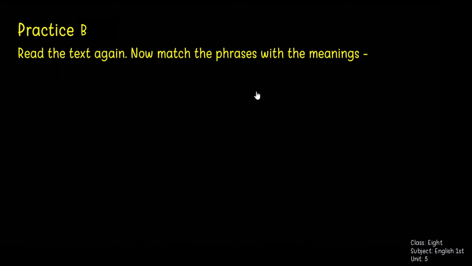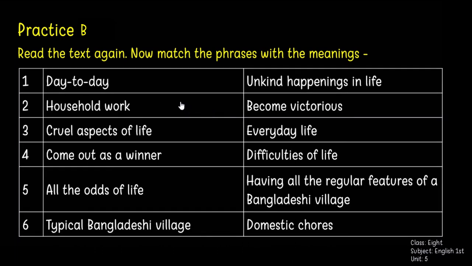You need to read the text again and then match the phrases with the meaning. Let's see. So, this is the table. You need to match from this left side to right side. Okay. So, let's start. Day to day. Household work. Cruel aspects of life. Come out as a winner. All the arts of life. Typical Bangladeshi village. So, these are the phrases. And these are the meaning.